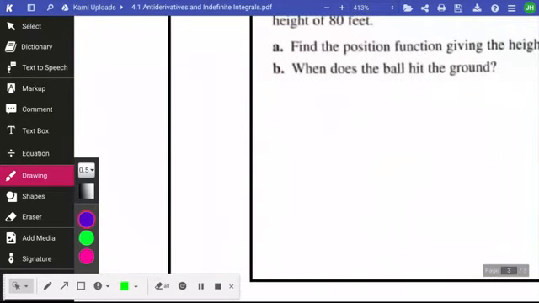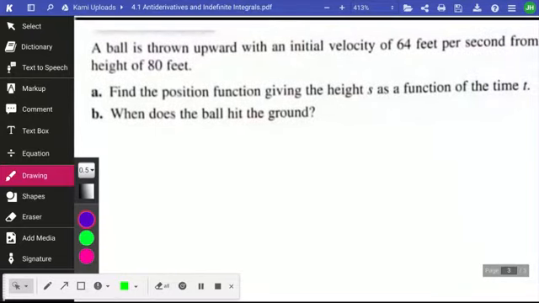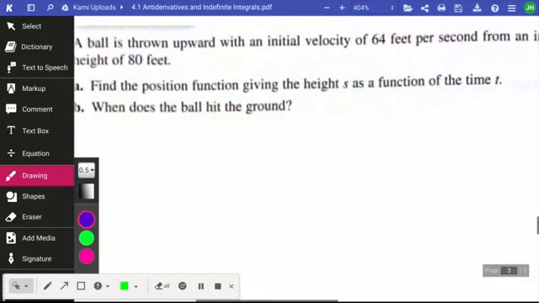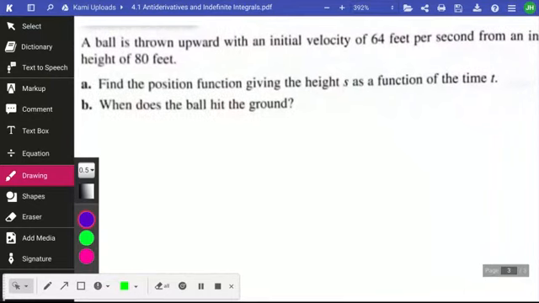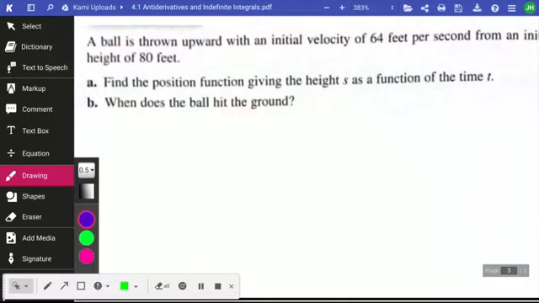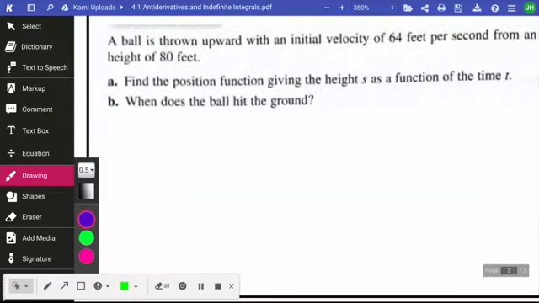All right, last part. A ball is thrown upward with an initial velocity of 64 feet per second from an initial height of 80 feet. We are going to find the position function given the height s as a function of time.